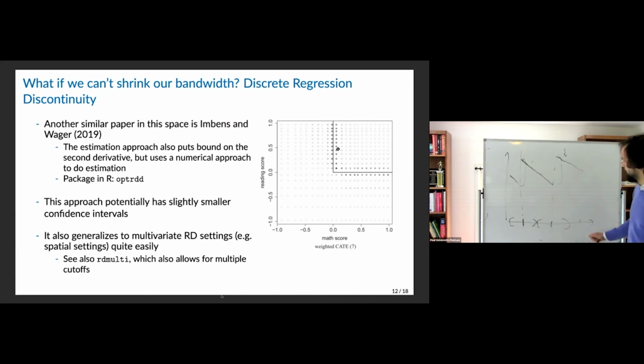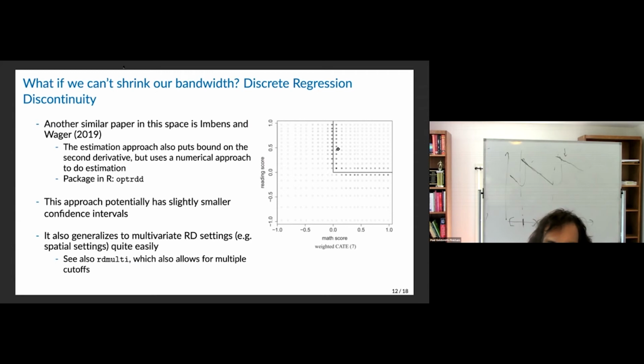The key thing to keep in mind is that if you're doing this in a fuzzy RD setting, which is like IV, these are different types of treatments. These are basically different instruments. And so you're going to get different compliers in the different groups, and you're going to be weighting up different treatments as well.